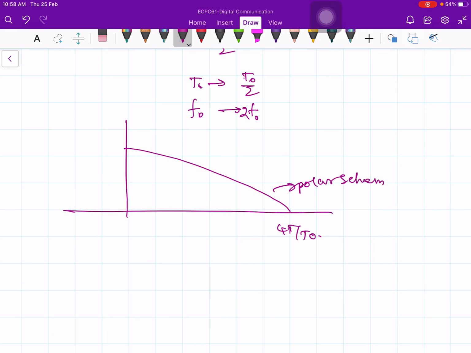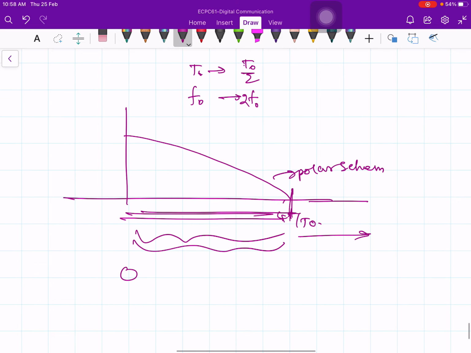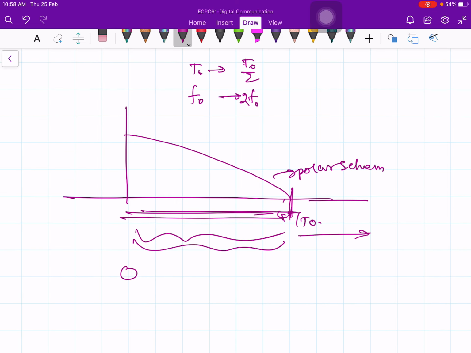Okay, mind you, it might give you the impression that the spectrum is 0 beyond this point. Please remember it is not. The spectrum is there, but we are going to consider up to this region only. We are mainly concentrating our attention on this portion from 0 to the first 0 crossing, that is the main lobe portion of the spectrum.